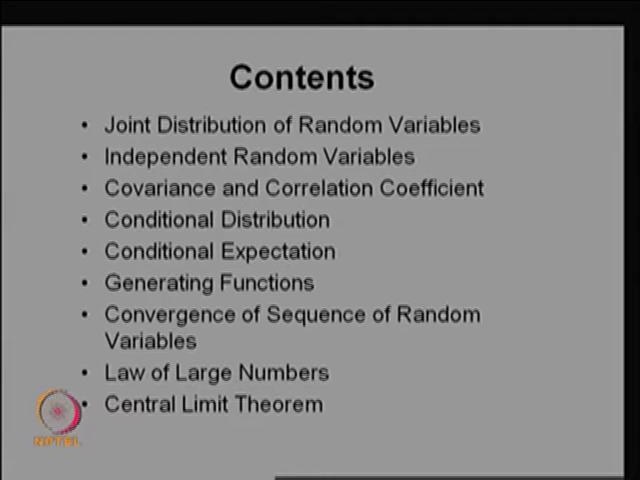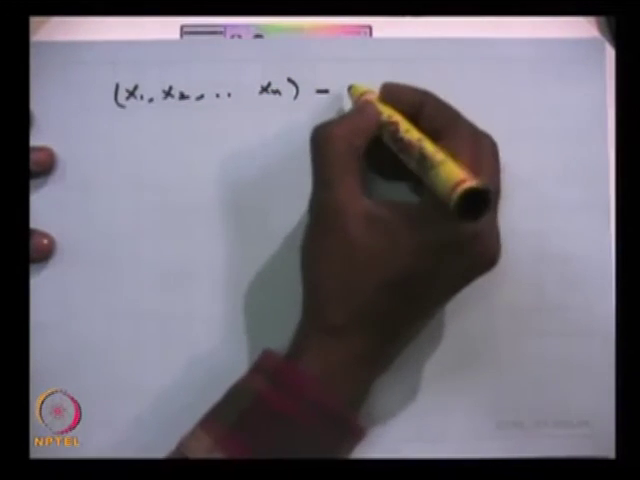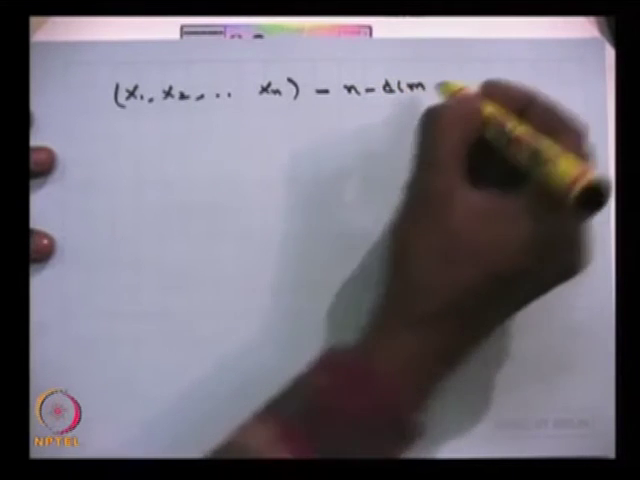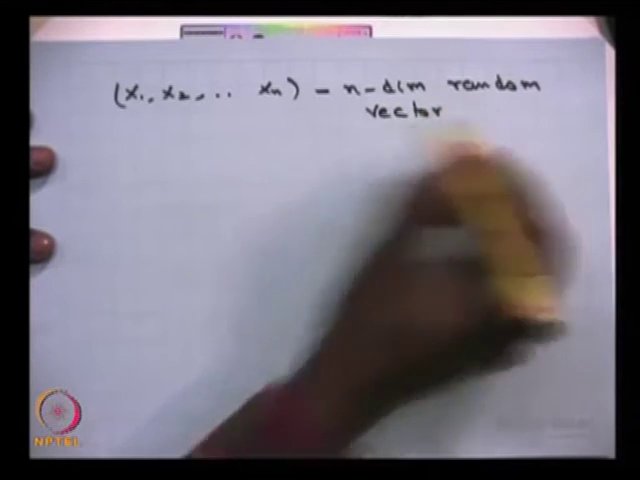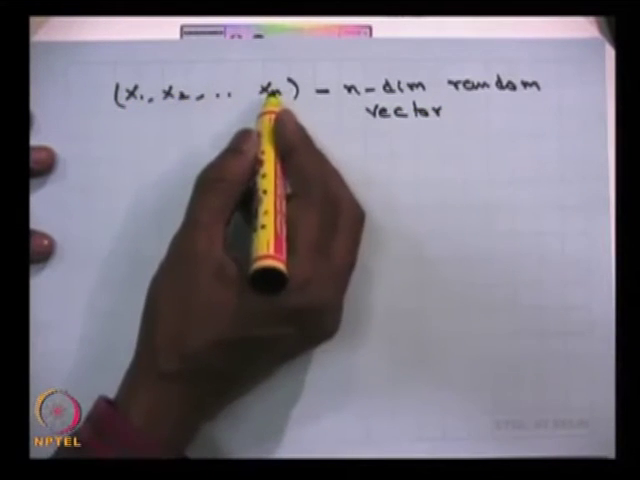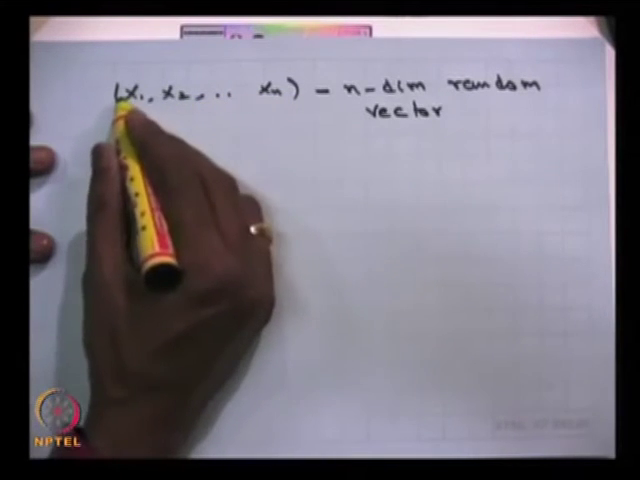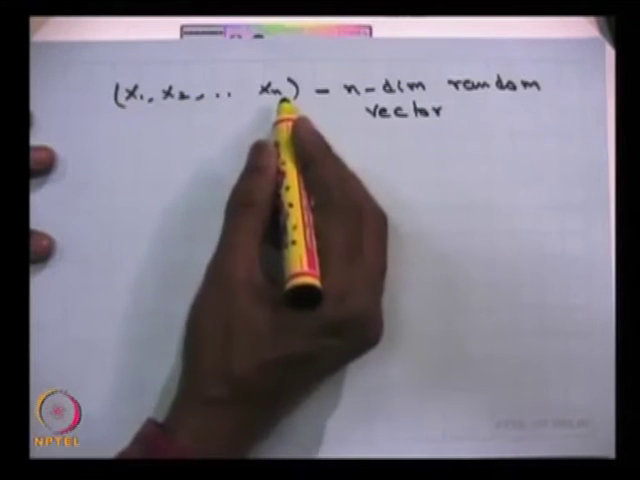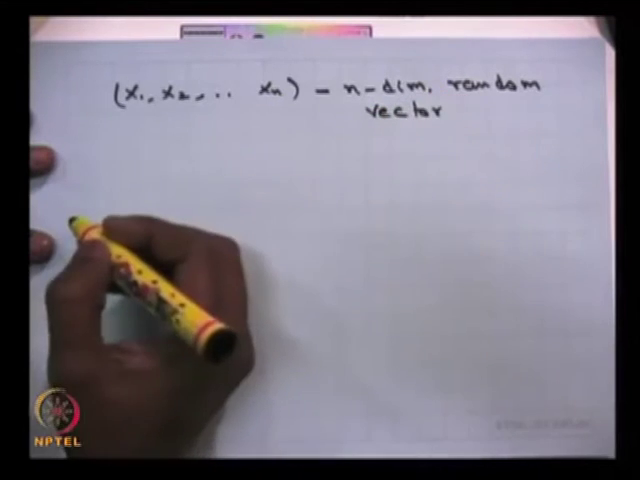So let me start with the joint distribution of random variables. Suppose you have random variables X1, X2, ..., Xn. We say this is an n-dimensional random vector. It means each of X1, X2, ..., Xn is a random variable, either discrete or continuous, and we put them together in vector form, and each one is going to be a random variable. Then it is called an n-dimensional random vector.